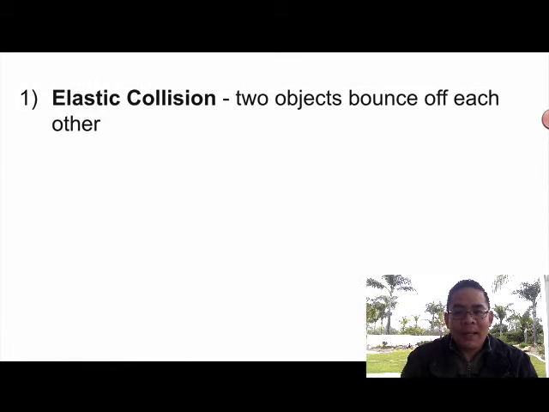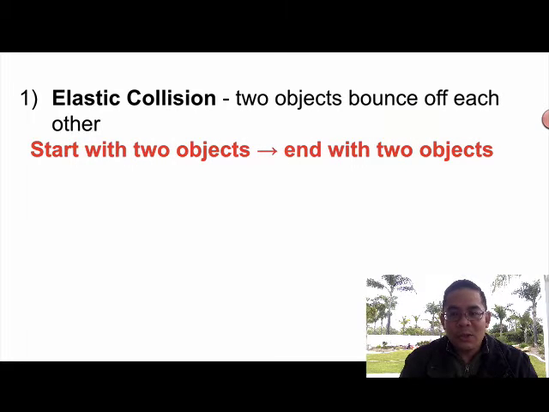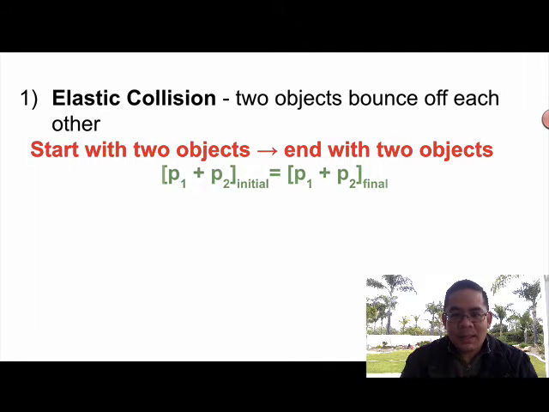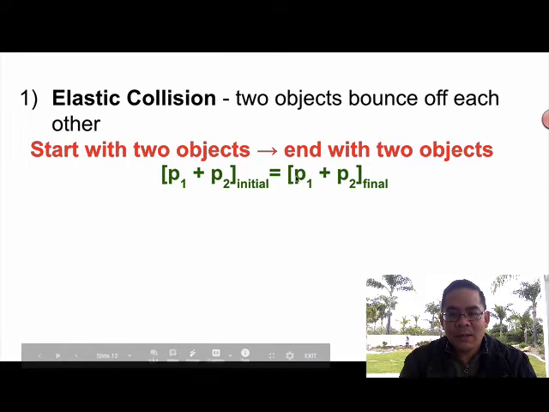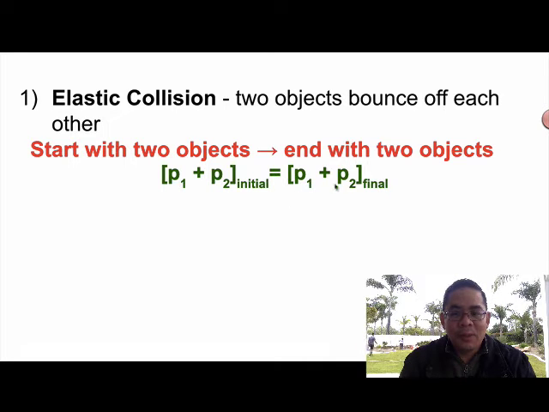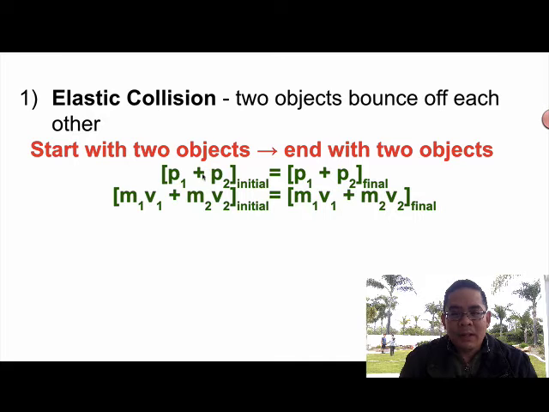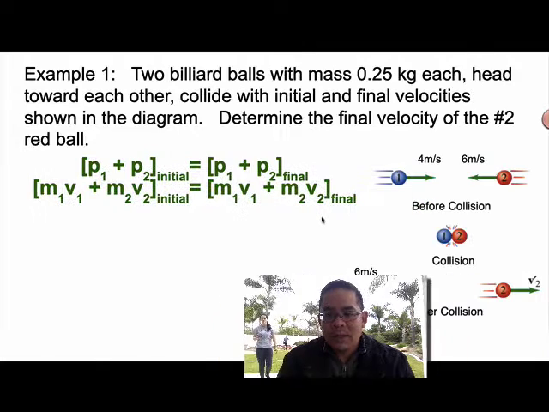Elastic collision is basically when you have two objects that are colliding but they bounce off of each other. You start with two objects and you end with two objects, and typically the initial momentum of one plus the initial momentum of the second is going to equal the new momentum after the collision. Either we use it like this or we plug in mv for each of the p-values and do the calculations.